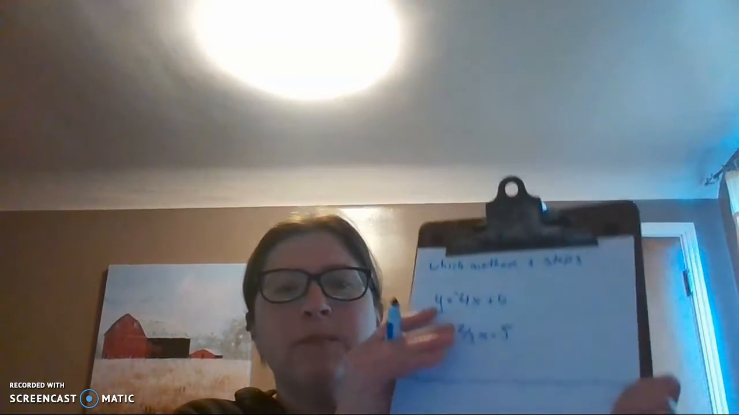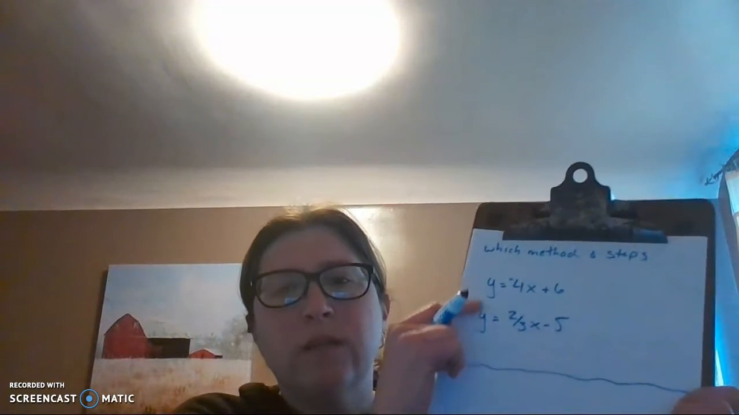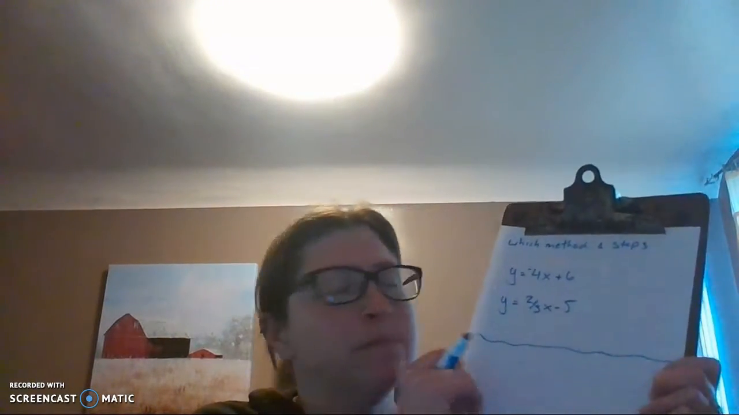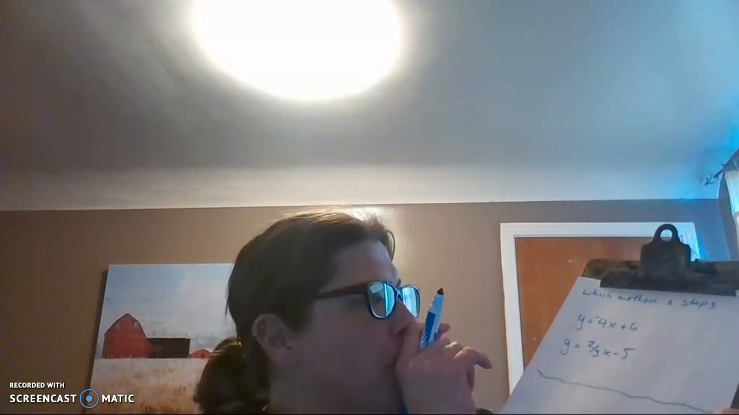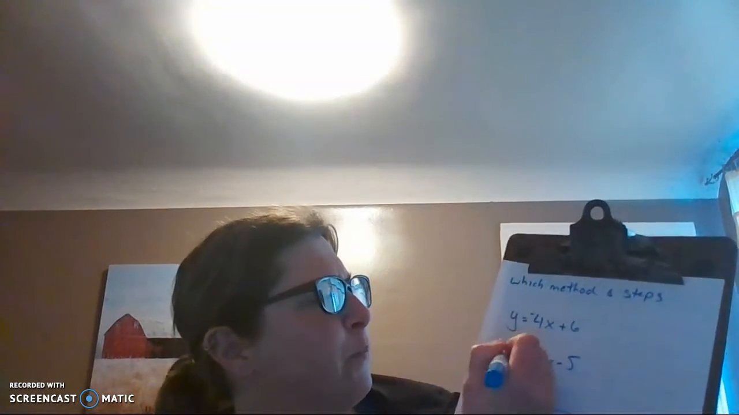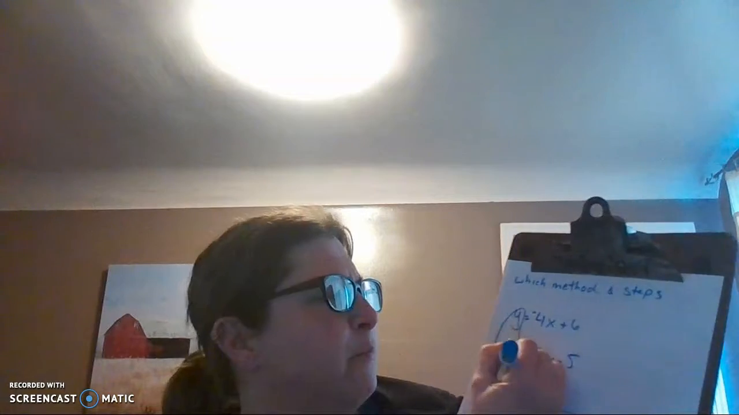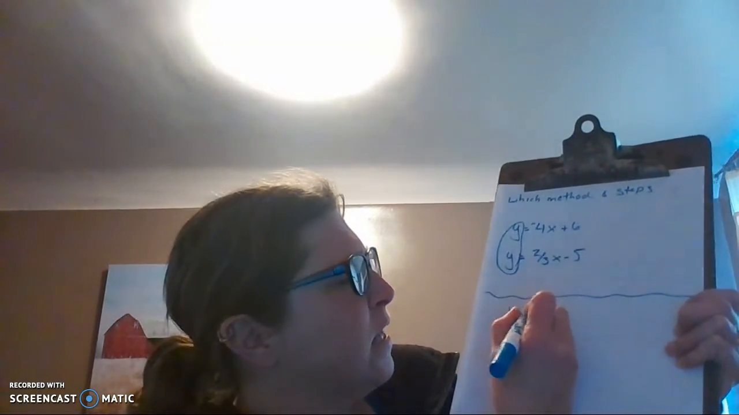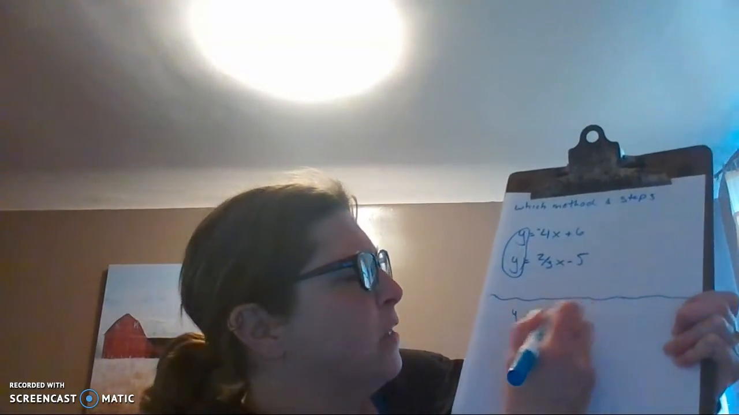So I asked you a question like this. I showed you a system of equations and I said, which method would you use to solve? And I'm going to ask you to tell me your steps. So remember there's three ways that we can see an equation. One is like this, where both equations are in slope-intercept, meaning y is by itself. Or we could see an equation like this. I'm just going to make something up.